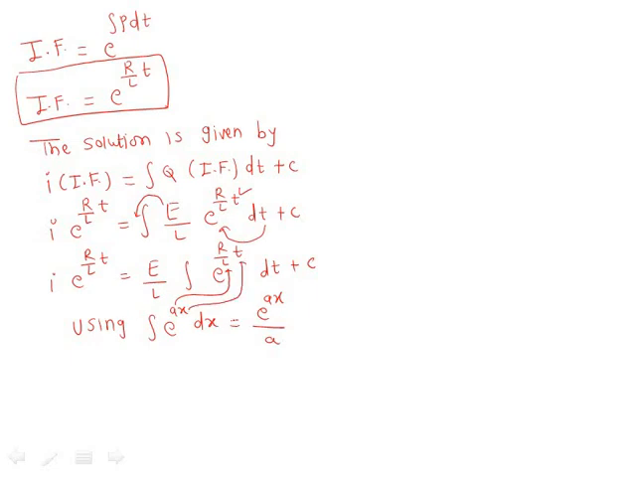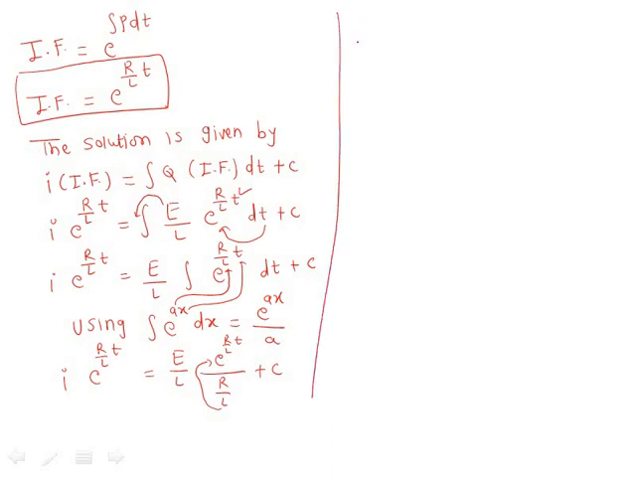So we will replace a by R by L and x by t. So it is equal to I into e raised to R by L into t. On the right hand side it is E by L into e raised to ax, where a is R by L and the variable x is the variable t here, plus c as it is. We can see here this L is transferred to the numerator.